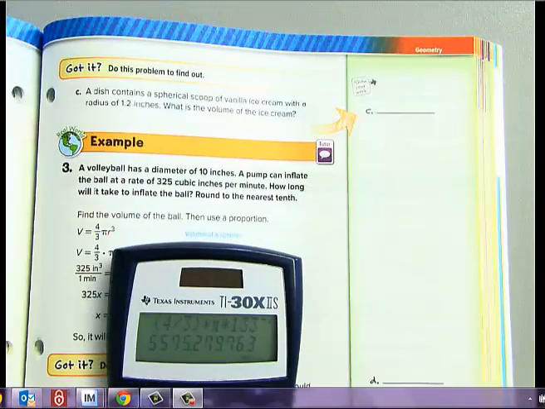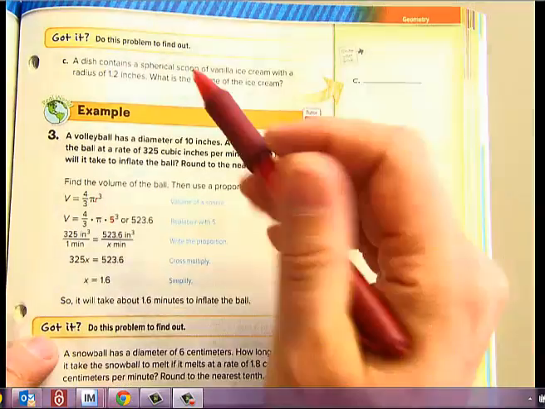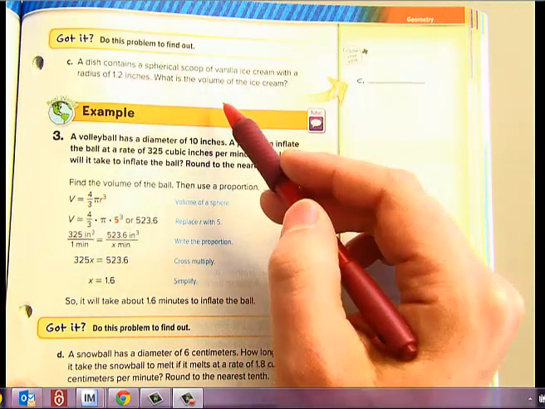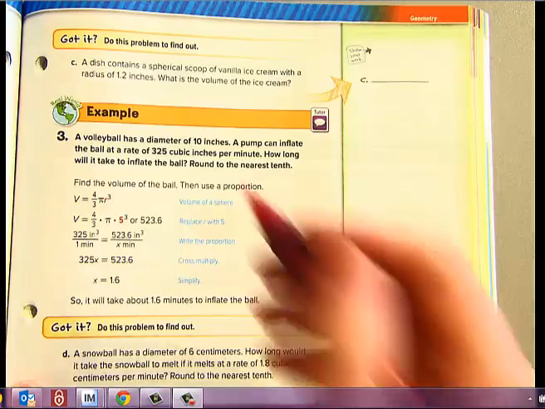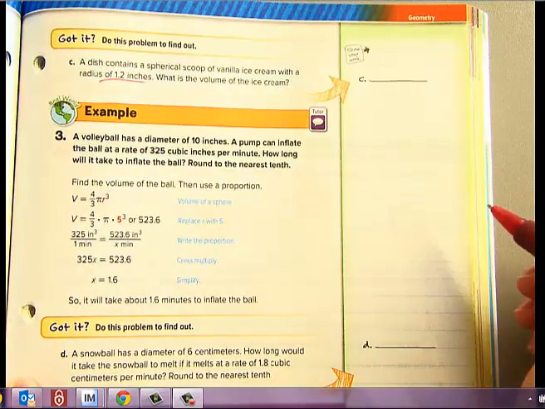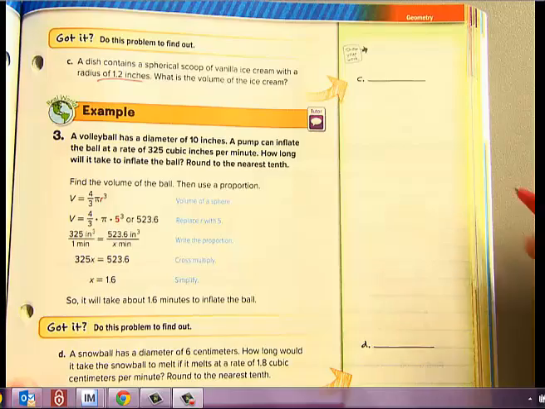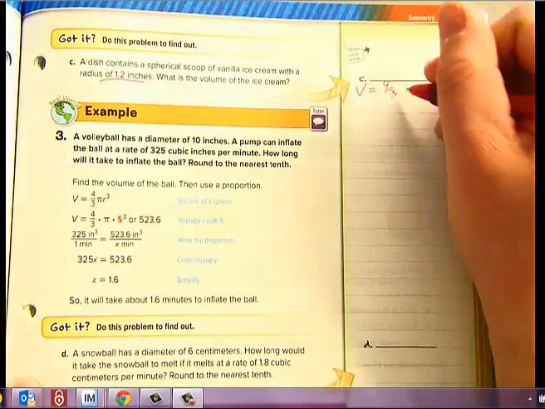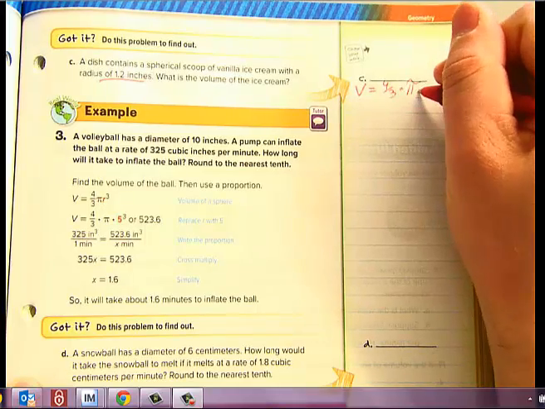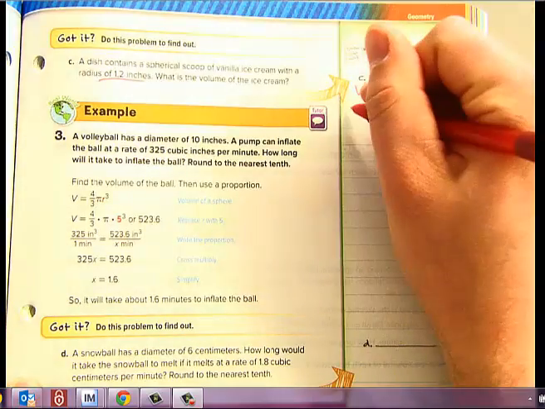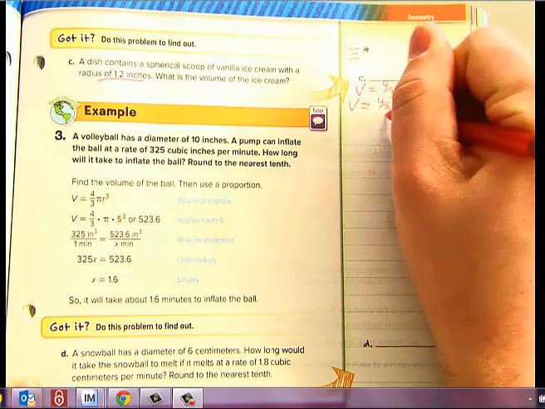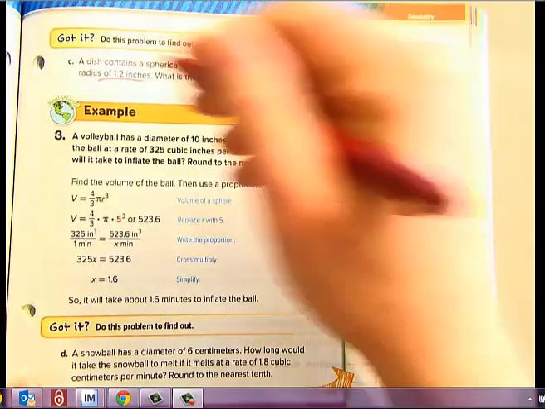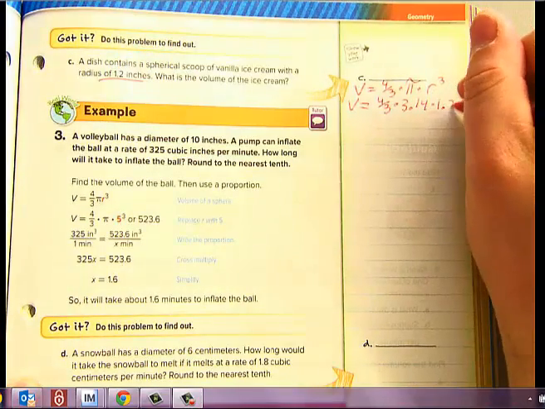Now, let's look at this one here that we're going to do. It says a dish contains a spherical scoop of vanilla ice cream, with a radius of 1.2 inches. What is the volume of the ice cream? So here it's basically the same idea, just in a word problem. We still write our formula first. Volume equals 4/3 times pi times radius cubed. Then I plug in what I know. I know 4/3 stays 4/3. I know pi is 3.14. I know my radius is 1.2 to the third power.